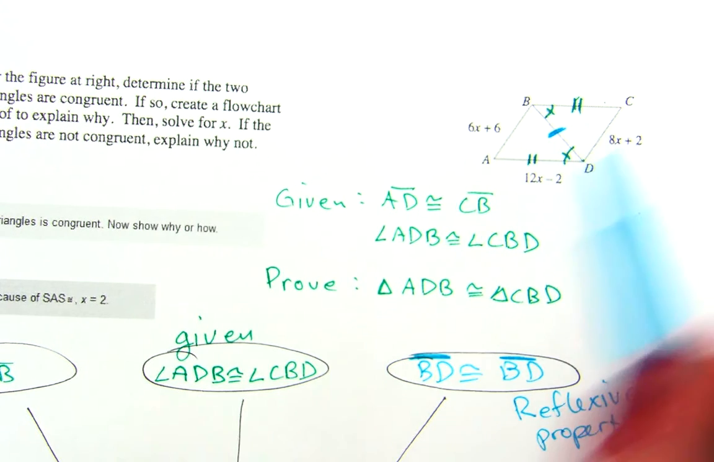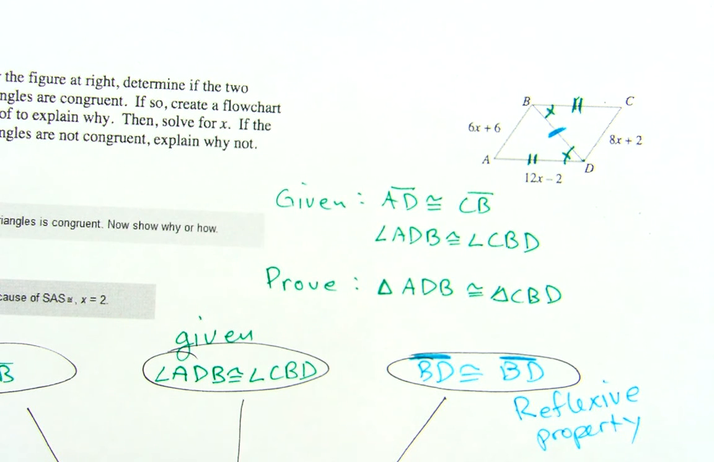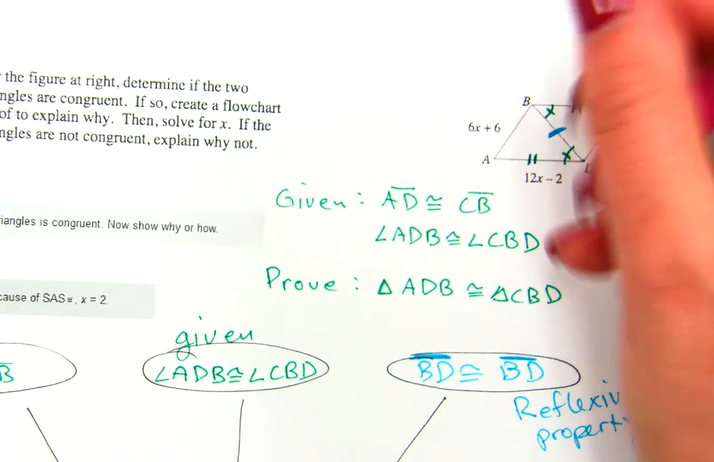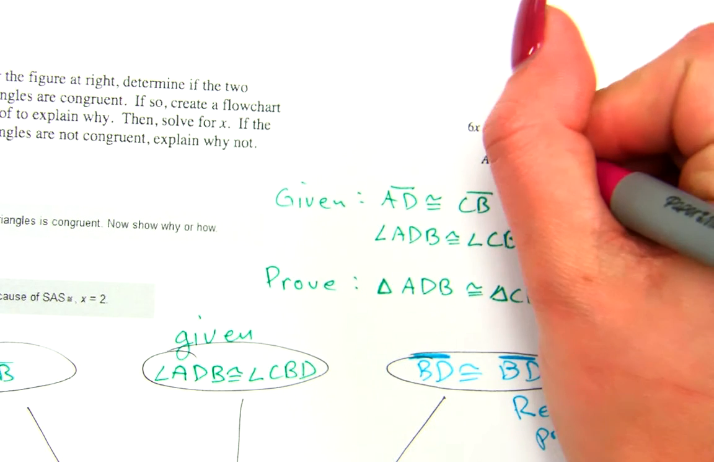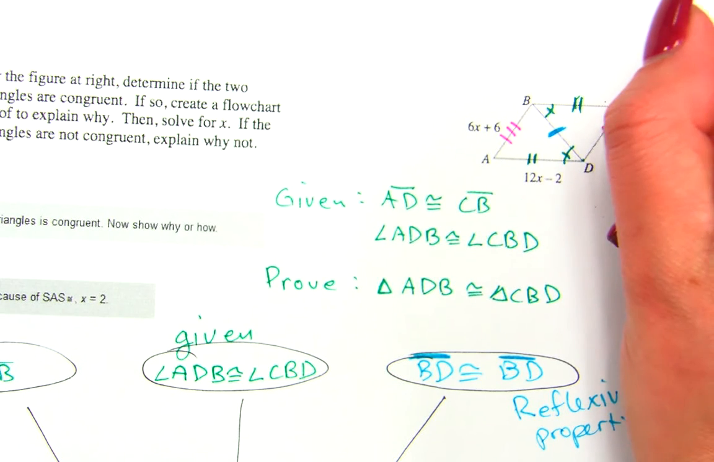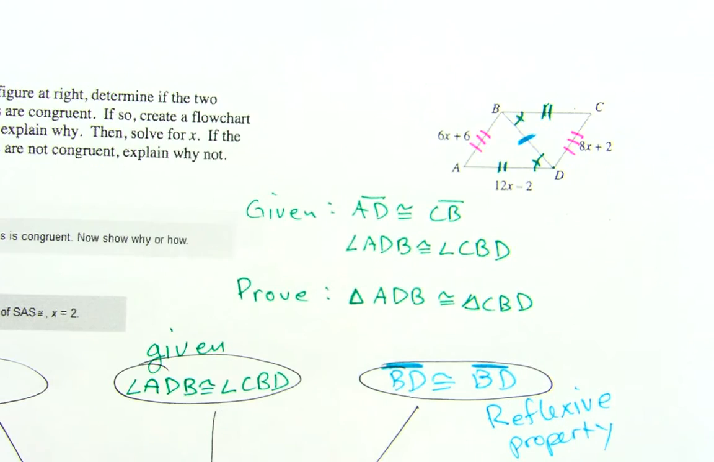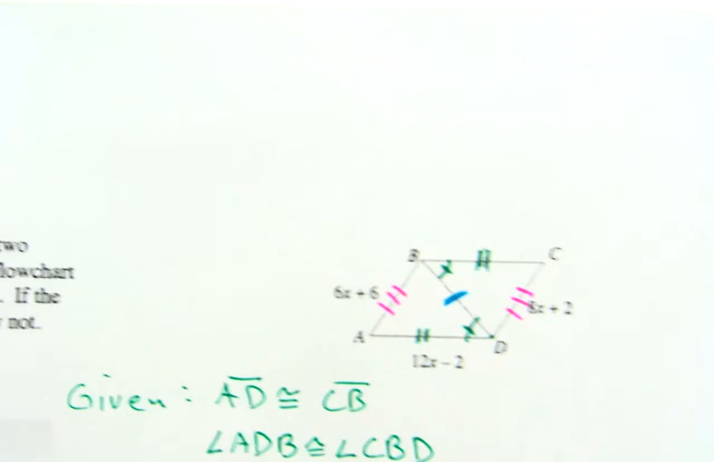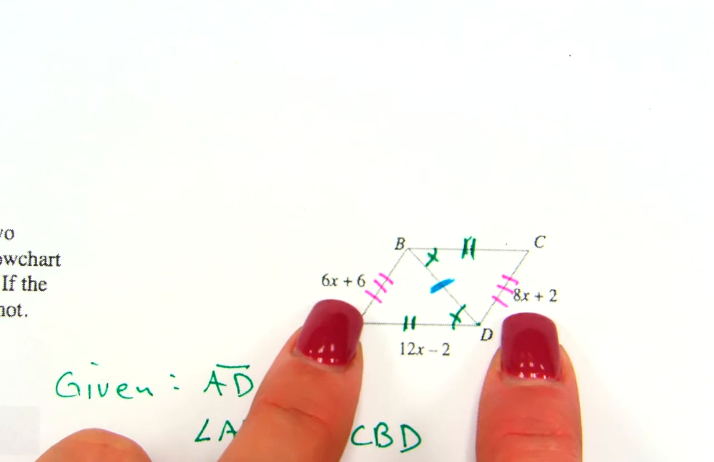Okay, so the two triangles are congruent, so that means any part that corresponds to the other part is also going to be congruent. So this part here, AB, is going to be congruent to CD. If that's true, then it should be relatively easy to set up an equation to solve.